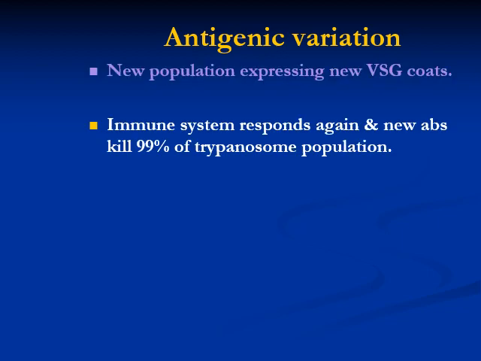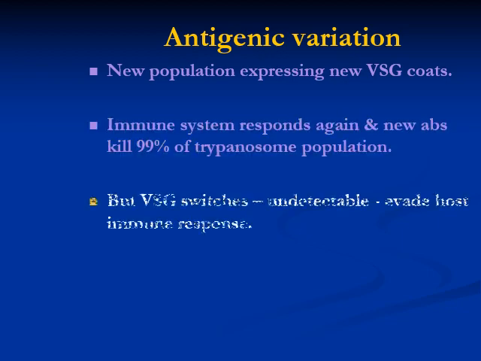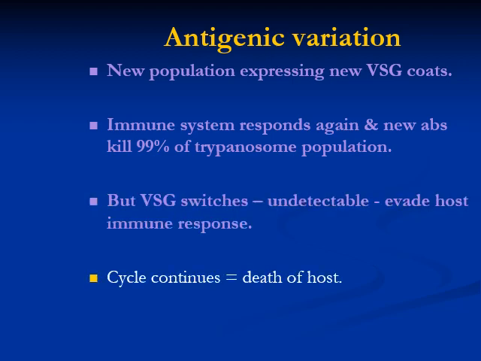If type A of VSG is present, the immune response of the infected person will kill 99% of these parasites. The 1% of trypanosomes that stay will change their surface antigen to VSG B. Also, the immune response will kill 99% of this antigen, and the 1% will produce type C of VSG, and the immune response continues to respond. This continuous cycle leads to death of the host by intercurrent infection.